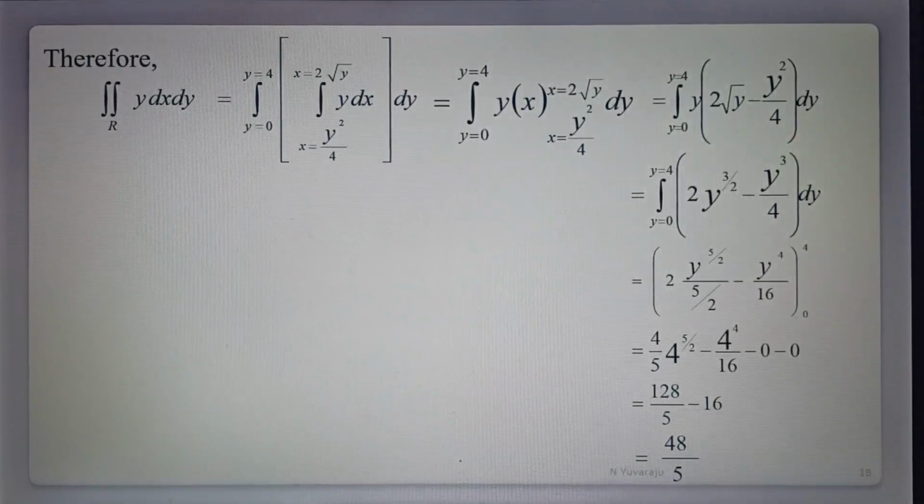Once again I am repeating, this is an important question. Okay, do it carefully and practice this question more. See the next example.